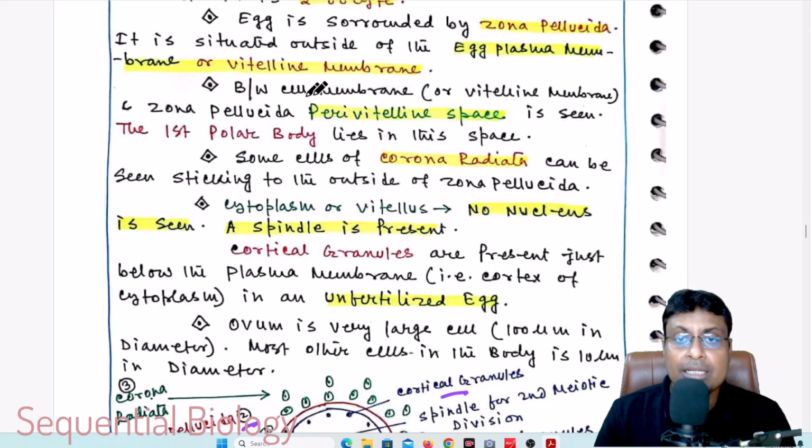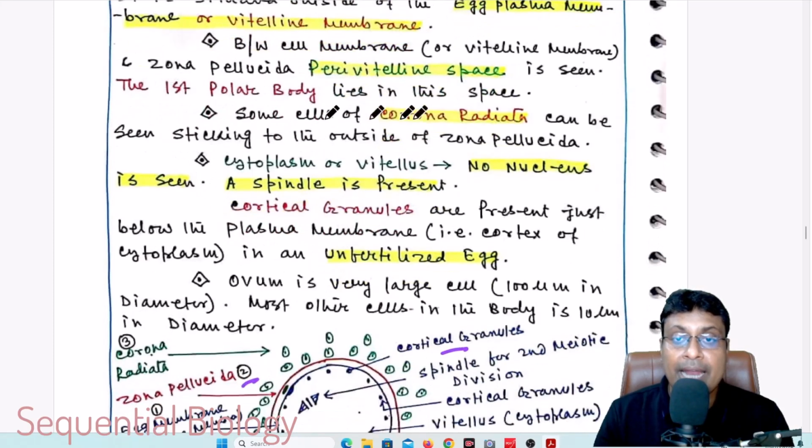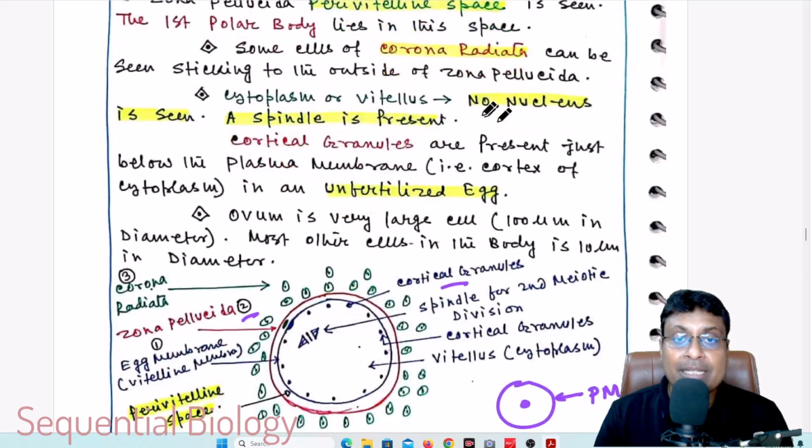Between the cell membrane or vitelline membrane and the zona pellucida, there is the perivitelline space, and in this perivitelline space the first polar body lies, and some cells of the corona radiata can be seen sticking to the outside of the zona pellucida. This is the zona pellucida, and some cells of the corona radiata are sticking to this zona pellucida.